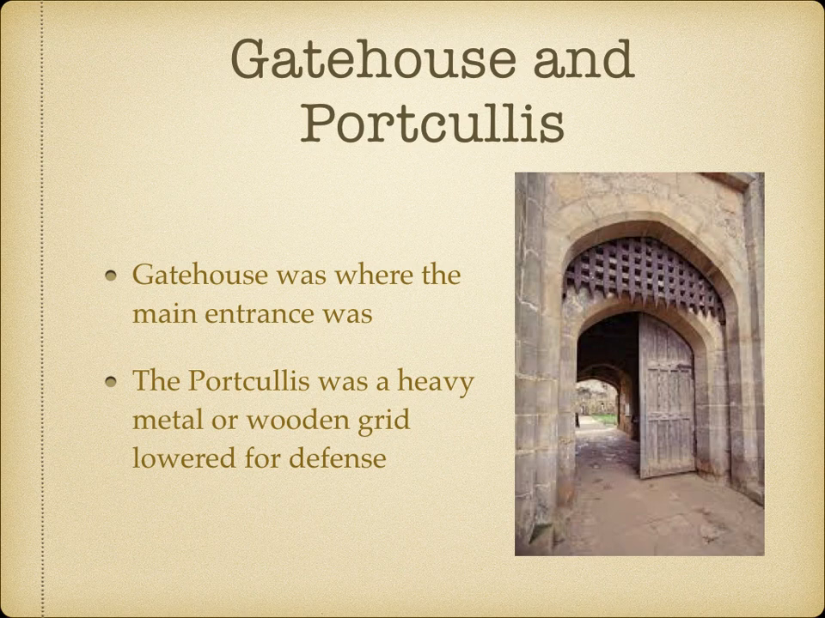They would have a thing called a portcullis, which was a heavy metal or wooden gate which could be lowered to block access to the castle through the gatehouse.